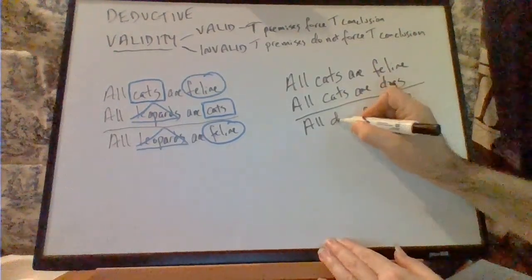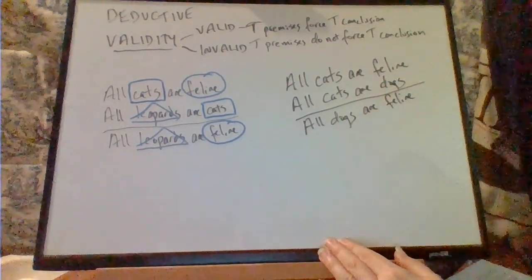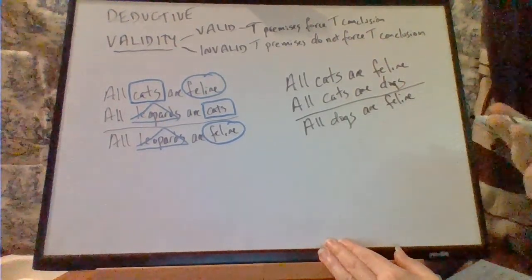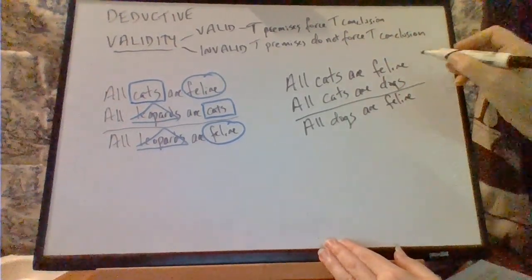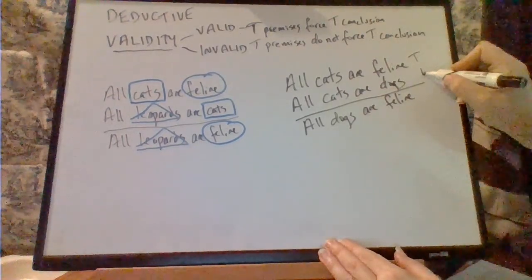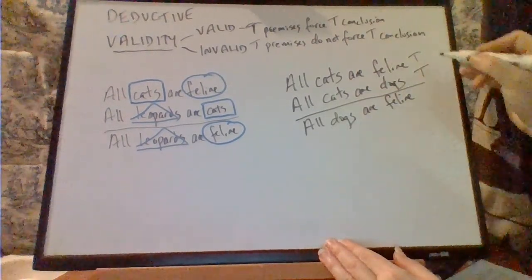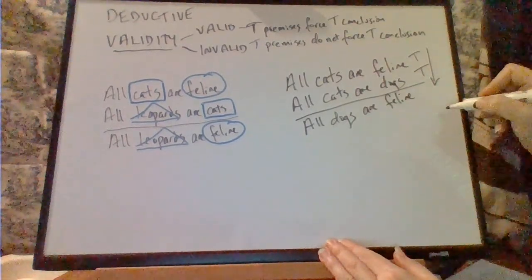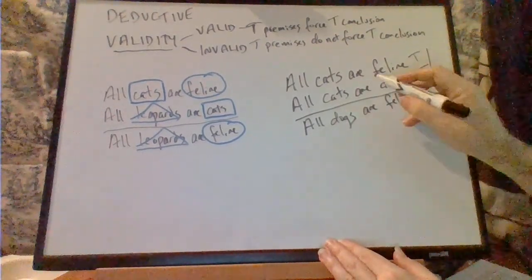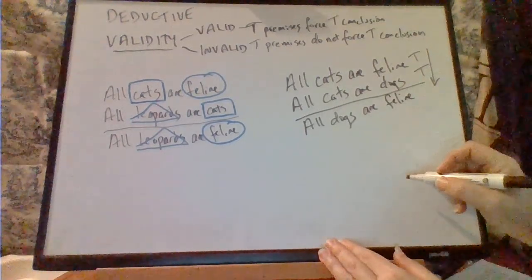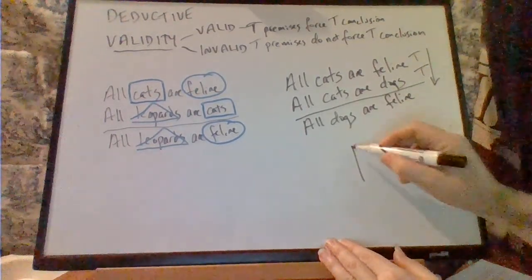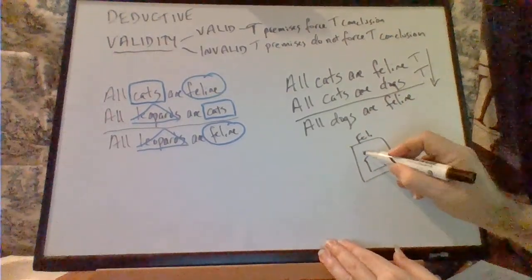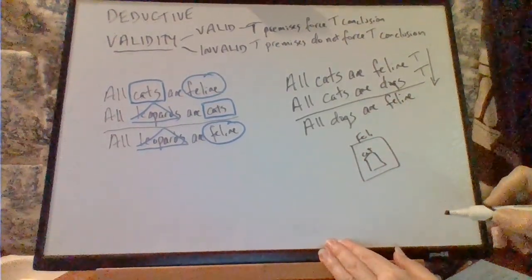So here's another argument. All cats are feline, all cats are dogs, therefore all cats are feline. Again, regardless of what you know or don't know about animals, start by assuming the premises are true. If they are, will they force you to that conclusion? Well, first premise says all cats are feline. So there's your box of felines, and every cat that exists is inside that box of feline things.